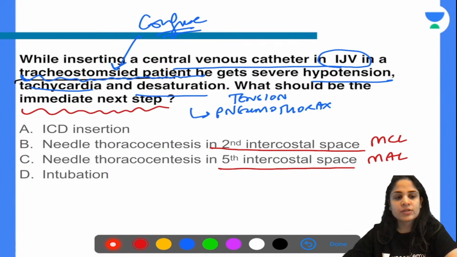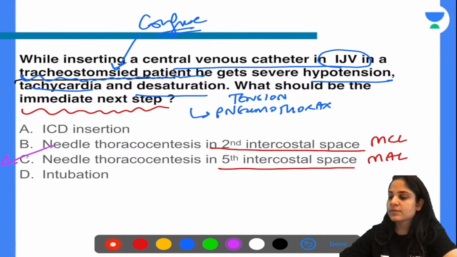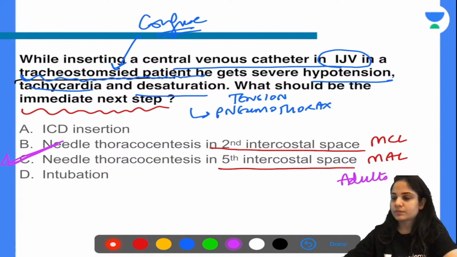Yeah, so if age of the patient is not mentioned, then you should just assume that it is an adult. Always, that is the golden rule. If the age is not mentioned, assume that it is an adult. Okay, so the correct answer over here is needle thoracocentesis in mid-axillary line, fifth intercostal space, which is the space where we do needle thoracocentesis in adults. In second intercostal space, mid-clavicular line, this is where we do needle thoracocentesis in children. All right. Okay. Now moving on to our next question.